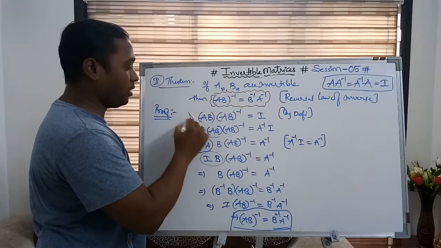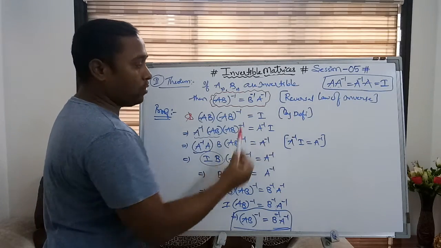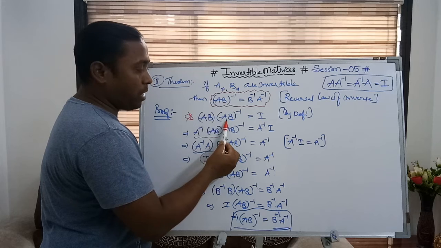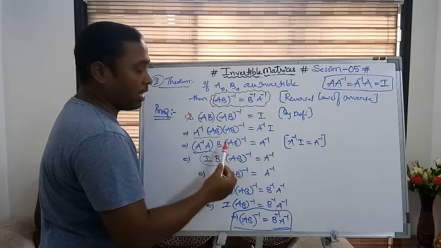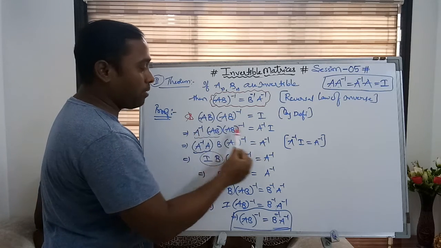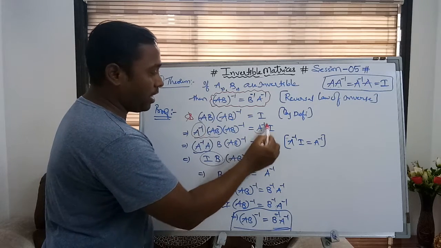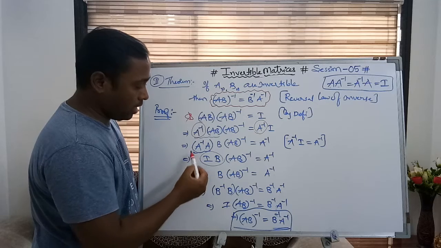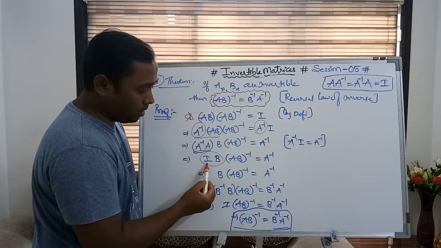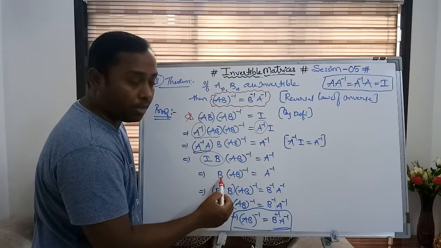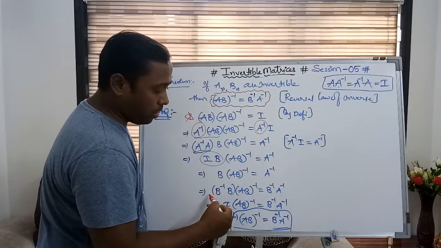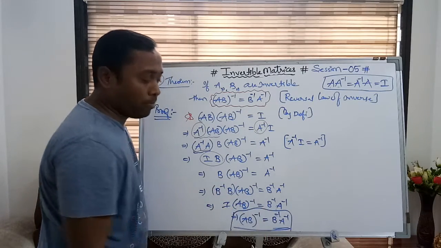So we started with the definition of the inverse: a matrix multiplied by its inverse always gives I. Then we multiplied both sides by A inverse. We multiplied by A inverse, and then A into A inverse becomes I, I into B becomes B, and then we repeated the same process by multiplying by B inverse.